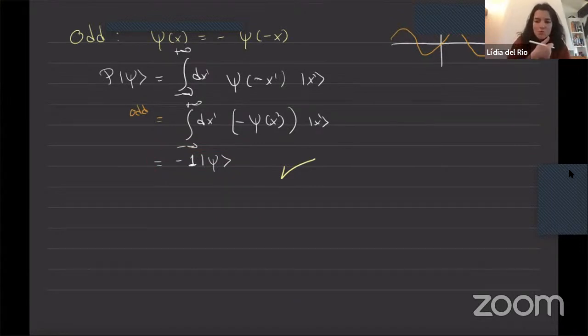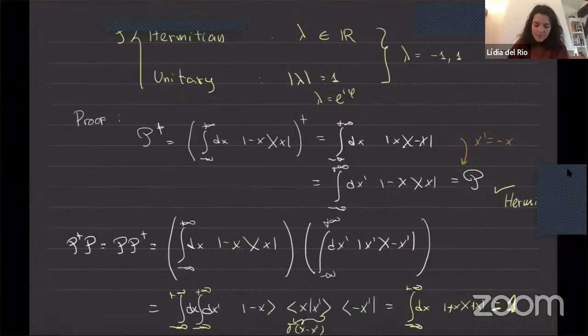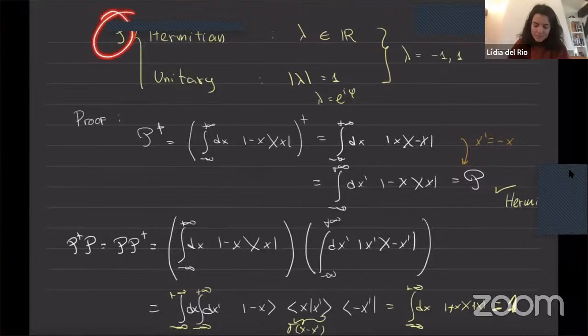We proved the first two parts, that for any even wave function, we get eigenvalue 1. For any odd wave function, we get eigenvalue -1. Now we need to show that these are the only two possible eigenvalues, and that's very nice. So we're going to show that this operator is both Hermitian and unitary.